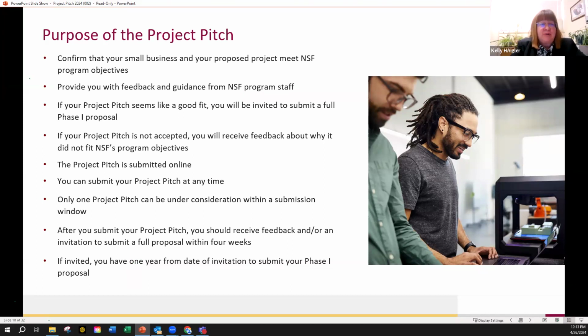So the first thing is that you'll be able to confirm that your business and your proposal meets NSF program objectives. You'll get feedback and guidance from the NSF staff. If your pitch seems like a good fit, you'll be invited to submit a full proposal. If your project is not accepted, you get the feedback and you can learn why you were not successful. And you can use that feedback and then submit during the next open window after preparing and modifying your pitch and program.